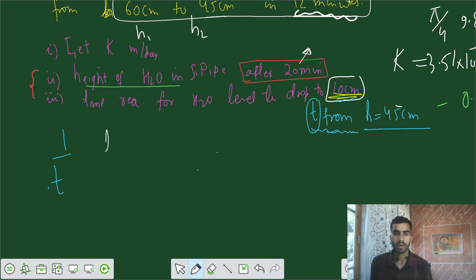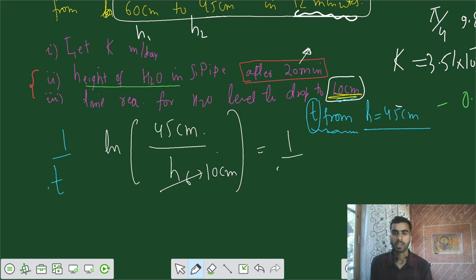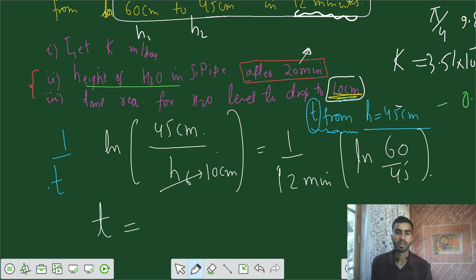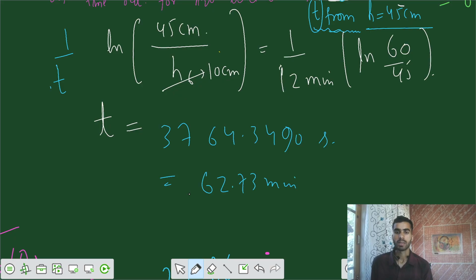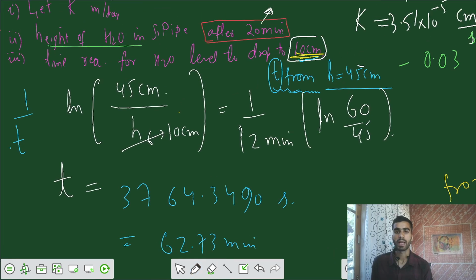Okay, so for that I would write ln of the height from 45 centimeters to this height h6, which equals 10 centimeters, and this equals 1 by the time, the initial value of time given to us, that was 12 minutes, times ln of 60 by 45. So from that I can get the value of time t equals how much? 3764.3490 seconds. That is how many minutes? 62.73 minutes. So that is less than the previous case.